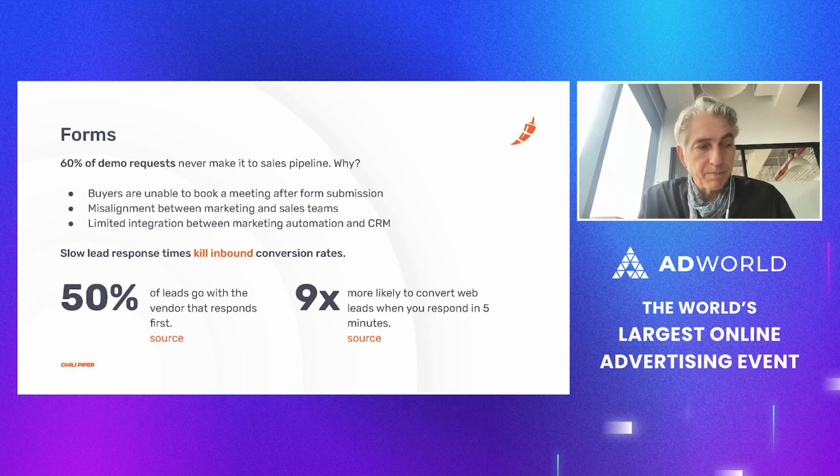A few years back, the company Drift made this big claim about how forms are dead. What we find is quite the opposite. Forms are in great form, so to speak.